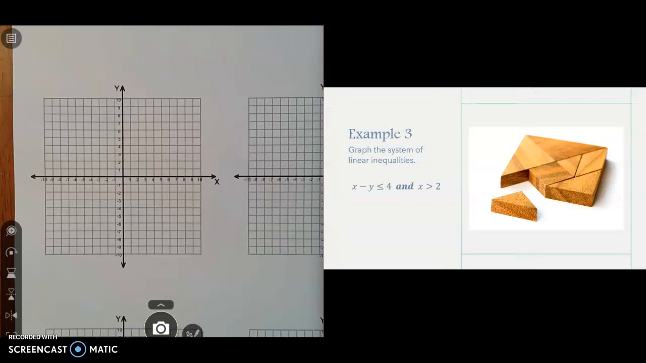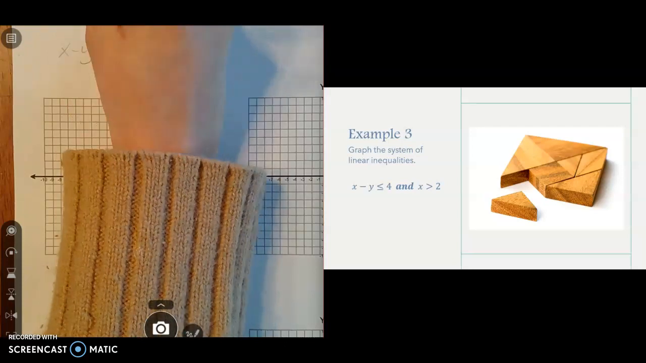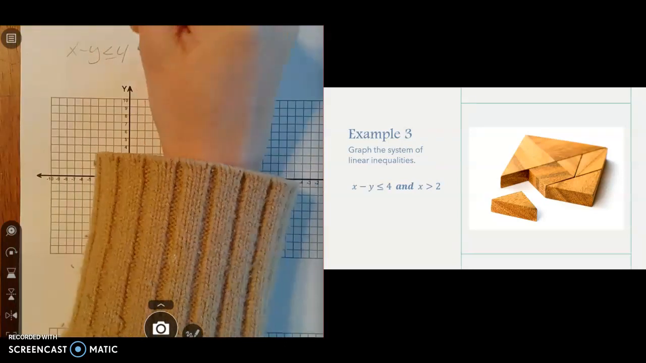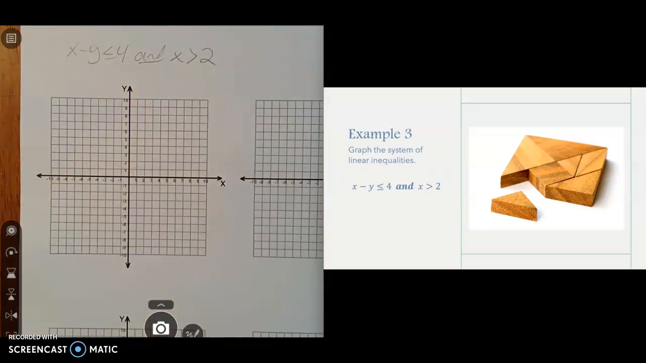Let's see, the first one I have for you has a system where we have x minus y is less than or equal to 4, and x is greater than 2. Okay? So I'm going to graph them separately.